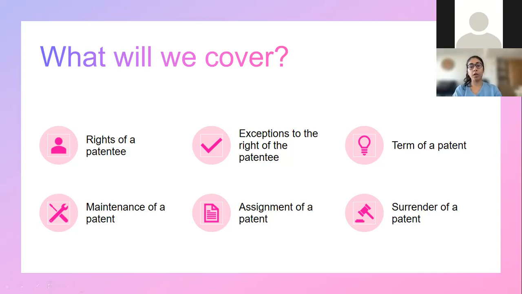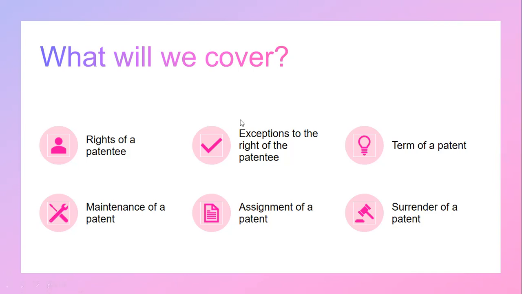Then we talk about the term of the patent, then maintenance of a patent. What do you mean by maintenance of a patent? Once a patent is granted, to maintain that grant of the patent and to ensure that it remains granted, you have to pay a fee, to keep it in the patent register. Otherwise, your patent will lapse. So to keep it on the patent register, you have to make sure that your renewal fees is paid on time. That is what is called maintenance of a patent.